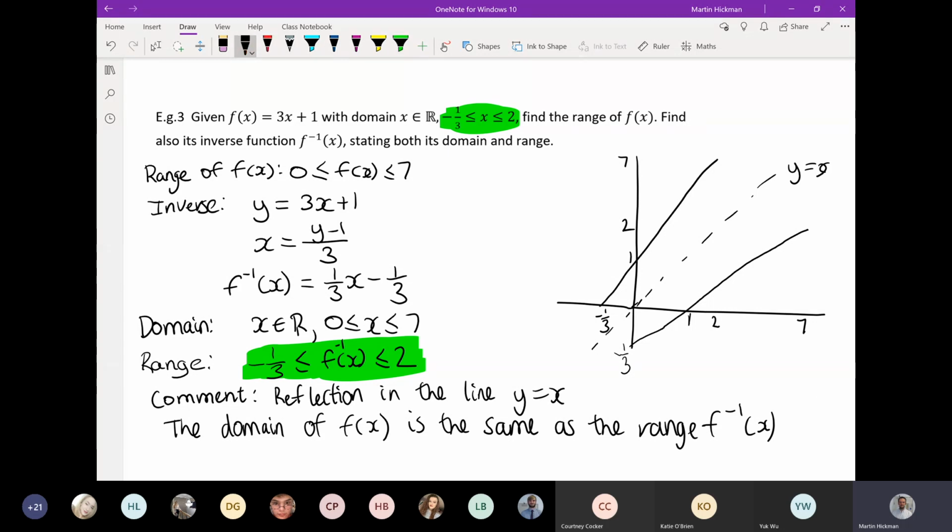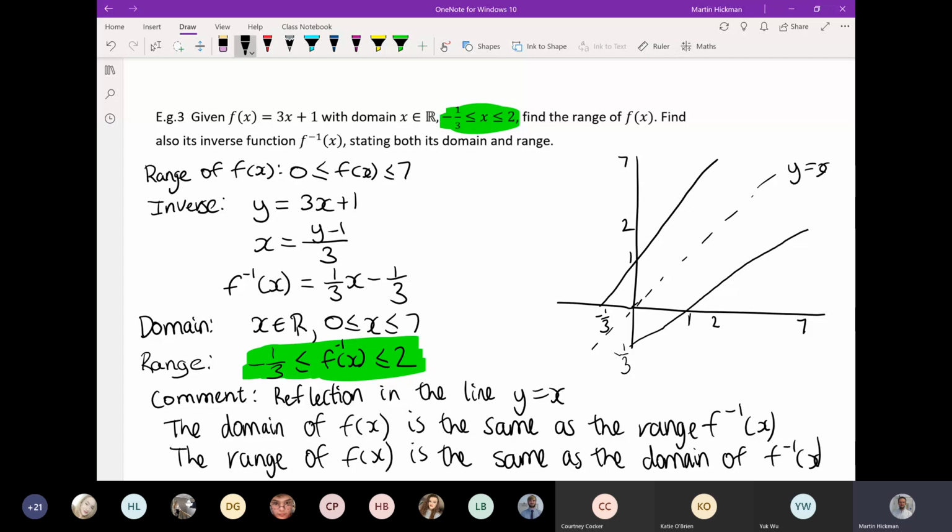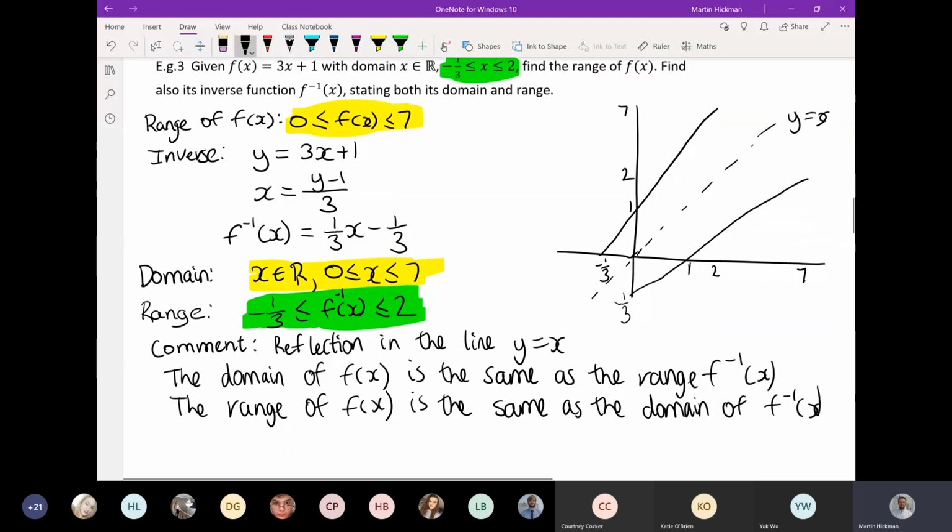Also, what we should notice is that the range of f of x is the same as the domain of f to the minus 1. And I'll highlight that as well. The range of f of x between 0 and 7. Again, notation there is f of x. And then for domain, we just keep it in terms of x. So that's just 0 to 7 as well. So these are really important points.